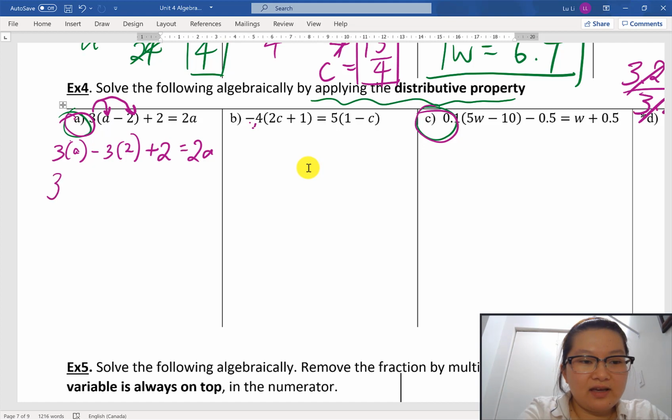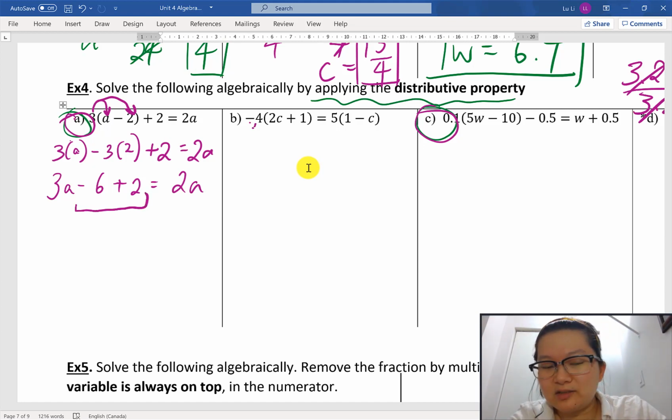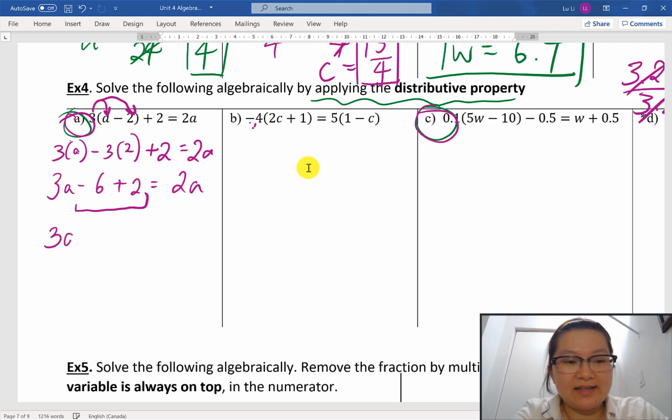I have 3a minus 6 plus 2 equals 2a. This is very nice because I should get the a's together, but why not? I could do this first, because I have negative 6 plus 2. I can just combine the 2, and that will make my life a lot easier. Then I get negative 4, because minus 6 plus 2 gives us minus 4, equals 2a. All right.